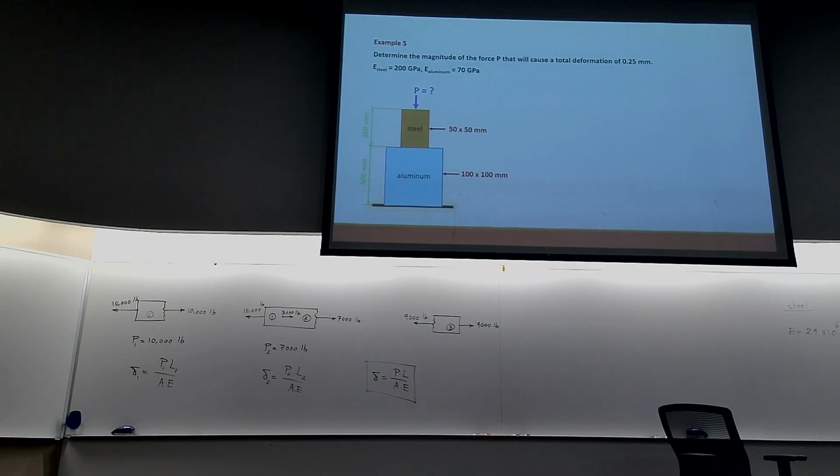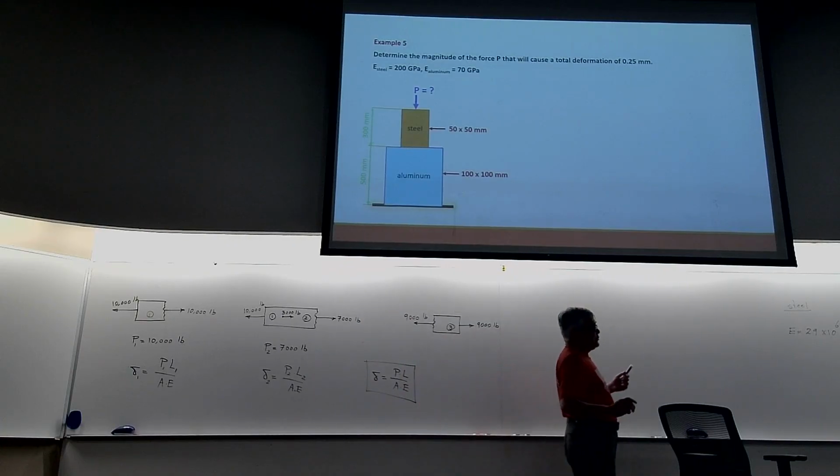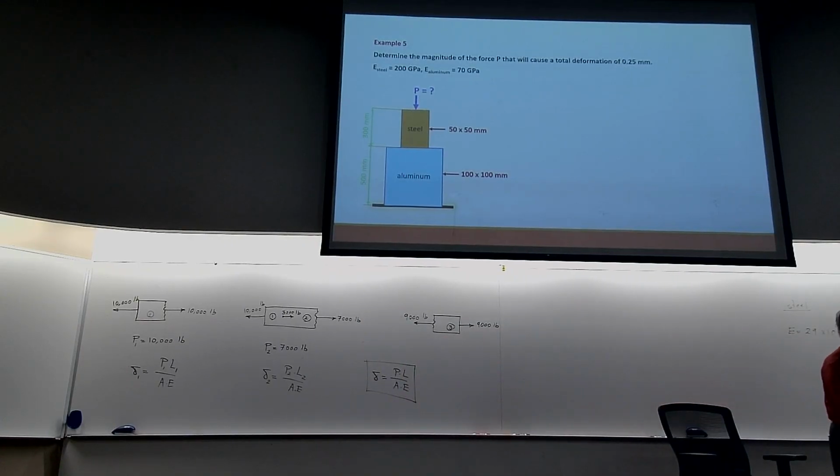We have a structure here. There's an aluminum piece shown in blue and steel shown in light brown. They have square cross sections, and the dimensions are shown in millimeters. 50 by 50 for steel, 100 by 100 for aluminum. The lengths are shown here, 300 and 500 millimeters. These are the E's for steel and aluminum.